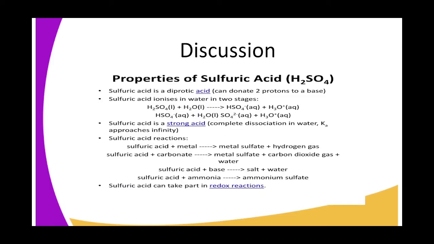What are the properties of sulfuric acid? The physical properties of sulfuric acid. Number 1, sulfuric acid is hygroscopic. That means this acid absorbs water from the environment. Therefore, it is used as a drying agent.